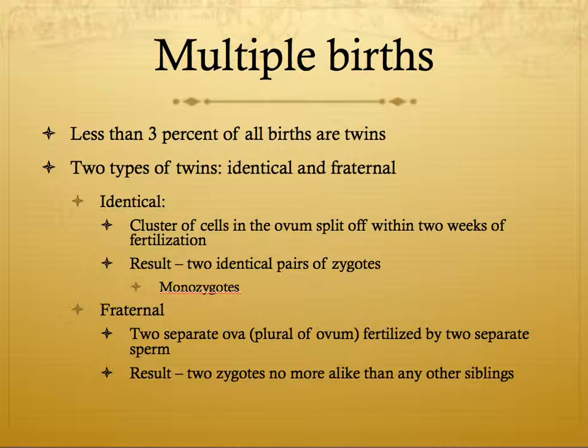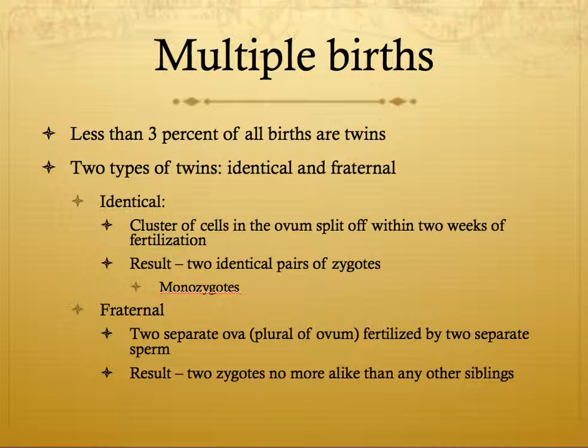Identical twins occur when you have 1 sperm and 1 egg fuse, then a cluster of those cells split off shortly into the pregnancy. And what occurs here is you have two identical pairs of zygotes. You have just simply one part of a fertilized egg breaking off. And so the genetic information on them is going to be as close to identical as you can get. Again, this is barring mutation largely. The second type, fraternal, is where there are two different eggs that are fertilized by two separate sperm.